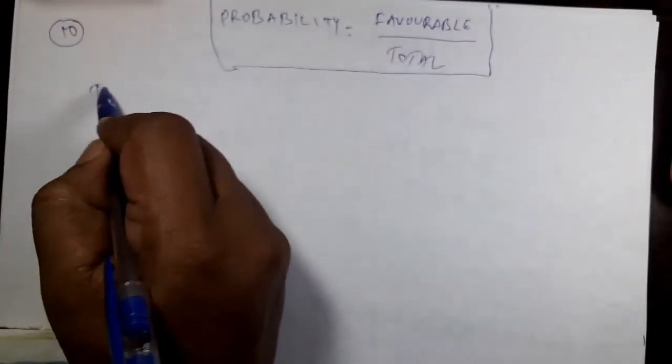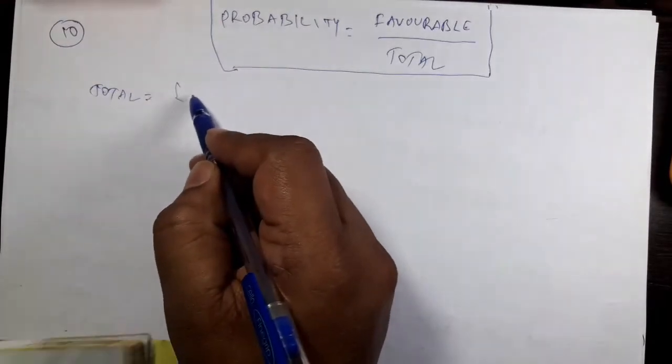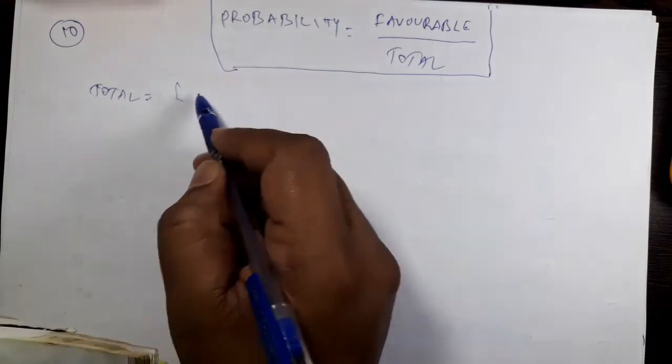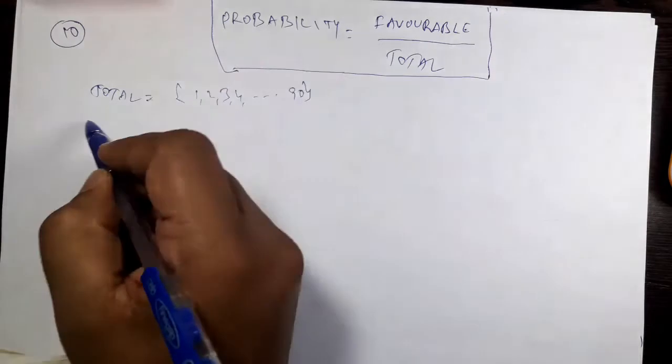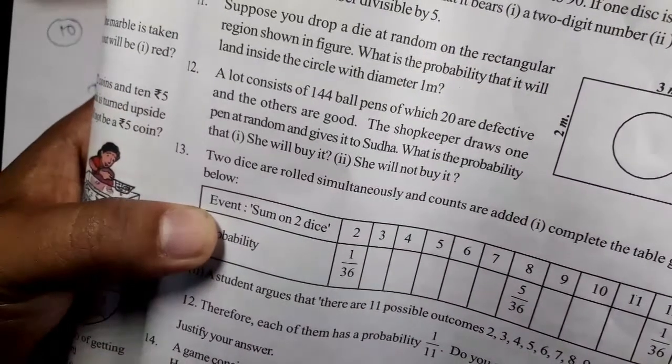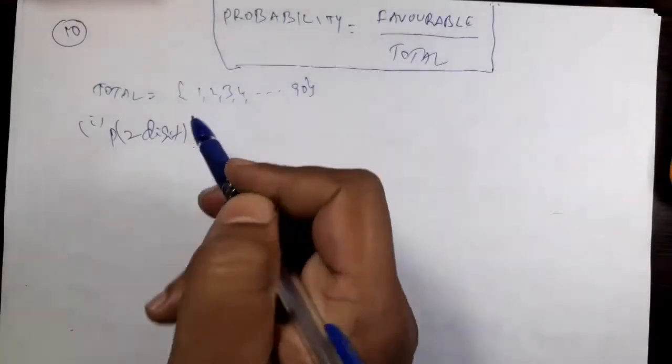Now, you tell me how many discs are there in that box? 90 discs. So, total number of discs is 90. Let us number the discs like this: 1, 2, 3, 4, and so on up to 90. Now, coming to the first part. Find the probability that it bears a two-digit number. One disc is selected at random. Probability for getting a two-digit number on that disc.